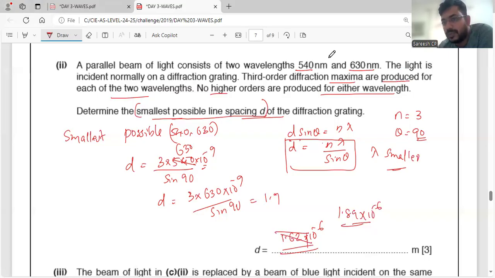When we say smallest possible line spacing, we need to understand that the width of the slit is going to be, when we say smallest possible line spacing, there should be maximum number of slits. That is why we took 630 here. Okay. If you have got any further doubts, we will discuss.